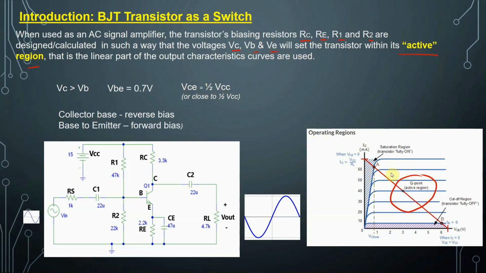And what are the conditions to achieve active mode? So VC must be greater than VB. We have VBE of 0.7. VCE must be at least 1/2 of VCC or close to 1/2, as you can see at this location. And the collector-base junction is reverse biased, and the base-emitter junction will be forward biased. If that is the case, we satisfy the condition to work in active mode, and we can have a small signal being amplified. We have an inverted amplification using the BJT amplifier. Okay?